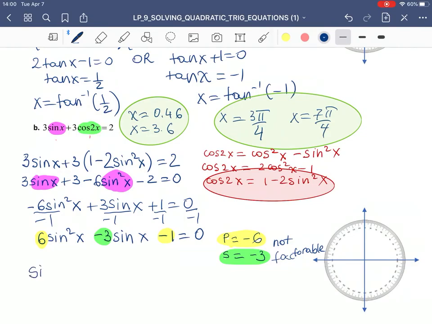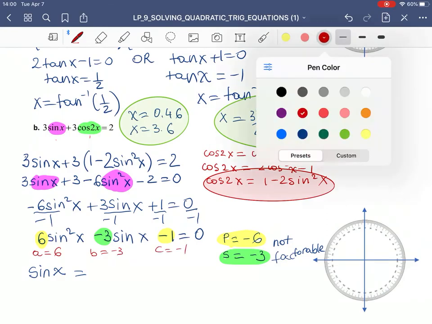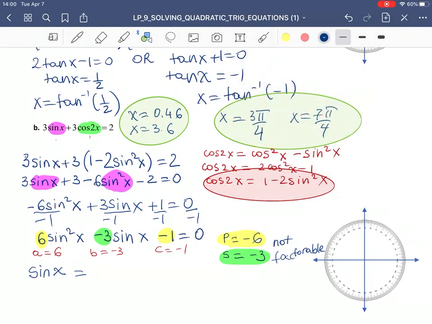And feel free to use a helping variable. I am going to continue with sine of x, no helping variable. Now, I think it can be helpful to identify your coefficients. So we have a equals positive 6, b equals negative 3, and c equals negative 1. So x equals negative b plus or minus the square root of b squared minus 4ac, over 2a.